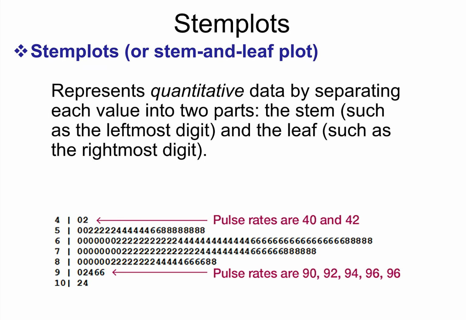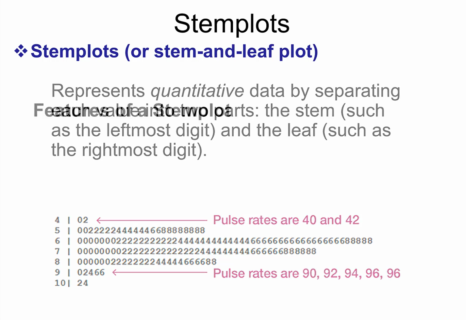We can also do a stem and leaf or a stem plot, and this also is used for quantitative data, and it separates each value into two parts: the stem, which is the leftmost digit, and the leaf, which is the rightmost digit. So here's a stem and leaf for pulse rates. At the top of the diagram we have one stem number, which is 40, and we have two leaves, so the pulse rates there are 40 and 42. We continue down, the next to the last line in the stem plot is 90, and then we have a 90, a 92, a 94. And notice if there's duplicates in the data set, we put two leaves there, so there's two 96 values, so we have two leaves of 6.